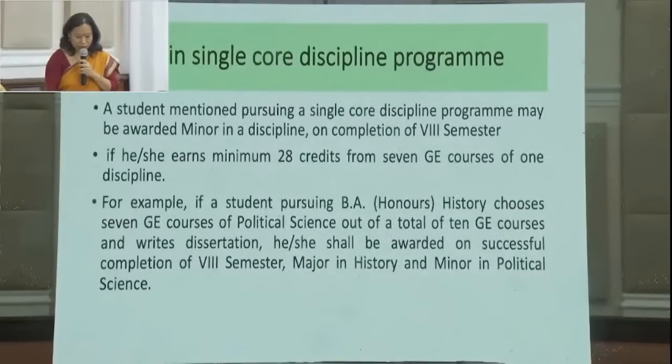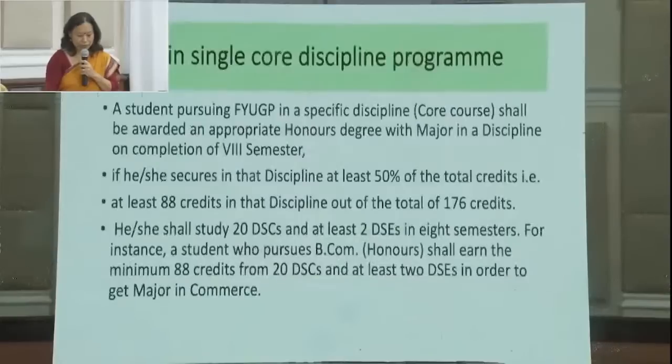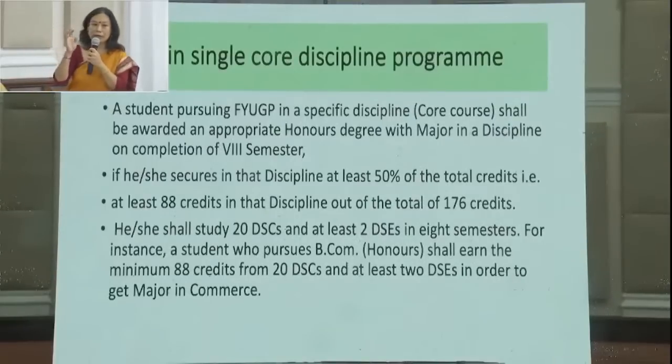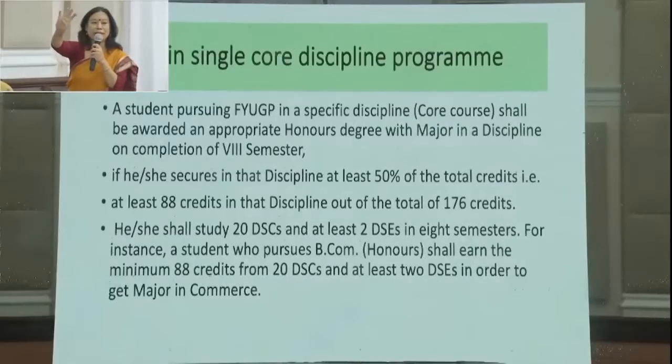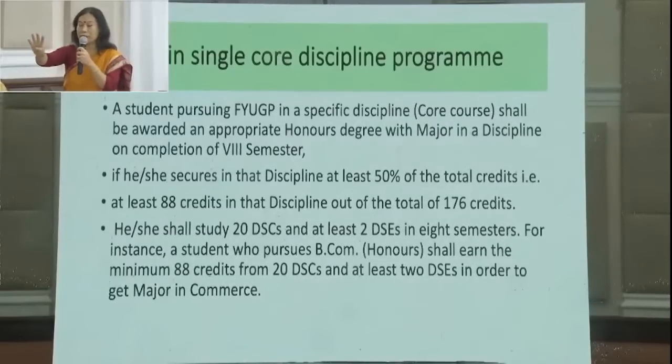So for any major, say for example, the student will be studying 20 DSCs minimum and 2 DSEs, fine. And in the 8 semesters, so if he chooses 8, nahi hai, in fact 10 ho jayega. Iska 2 DSEs nahi hai, 4 ho jayega. So 88 credits compulsorily a student will earn, fine. In a single core discipline program, a student will study 20 discipline specific core and minimum 4 discipline specific electives in 3 years. Sorry, 4 years, sorry. So total jo hai, 88 credits minimum ban jayega unka.